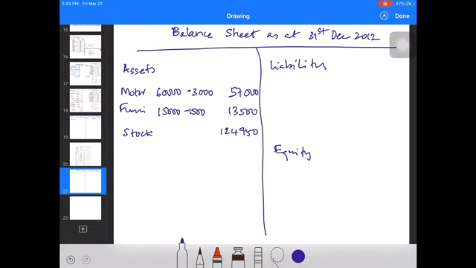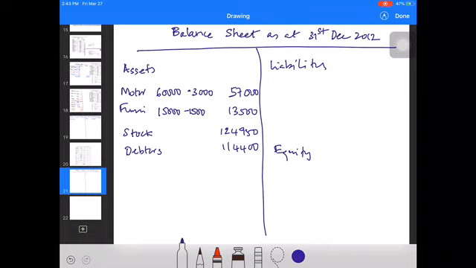Then debtors. Debtors means our debtors. So debtors are an asset. They have to pay someday for us. They will be paid. So it is an asset for us. That value is 114400. Then we have cash in bank.